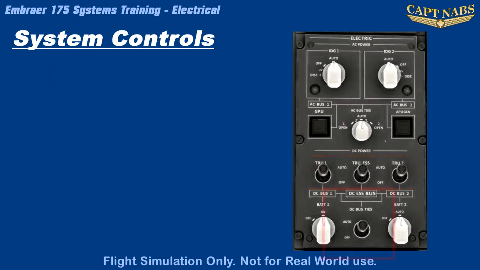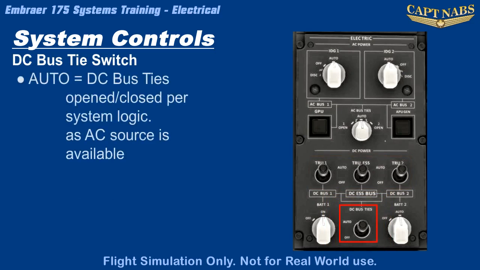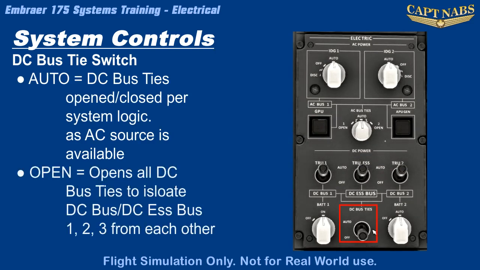Once again, for the DC system, there is a bus tie contact switch. This switch has two positions. In auto, as you may guess, the system functions automatically to open and close the bus tie contactors to maintain power to each DC bus normally from its respective TRU. Selecting the switch to open will open all the DC bus ties, isolating the 1, 2, and 3 DC buses from each other and ensuring no faults can propagate to other buses.